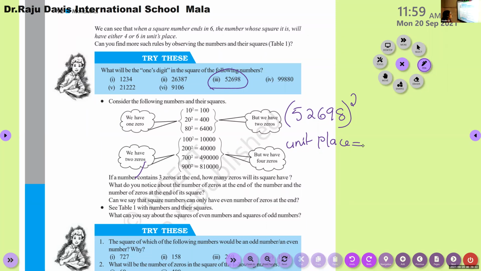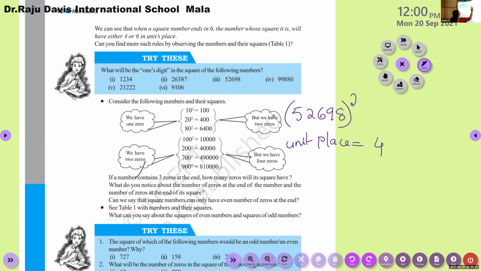Yes, say. Ma'am, the last digit of the number is 8, so 8 into 8 is 64. Yes, last digit. Who said this? Ma'am, Ashwin. Okay, Ashwin, good. 8 into 8 is 64. Take the last digit of the number, that is 8 here. 8 into 8 is 64. So its unit place is 4. So the unit place of the square of this number is 4.